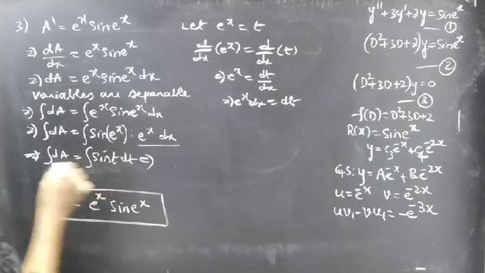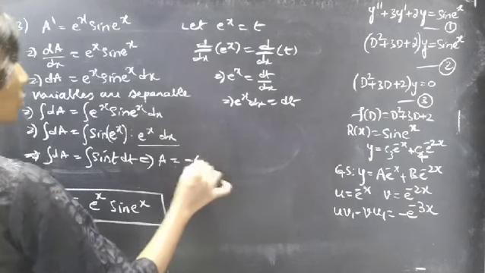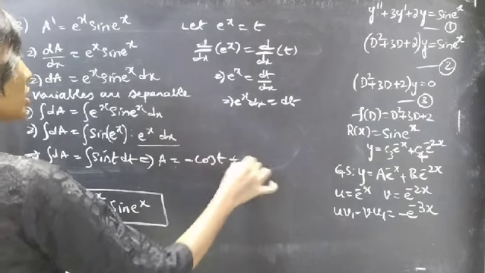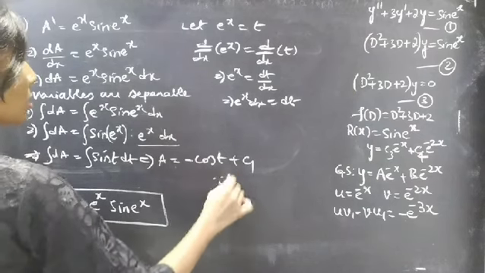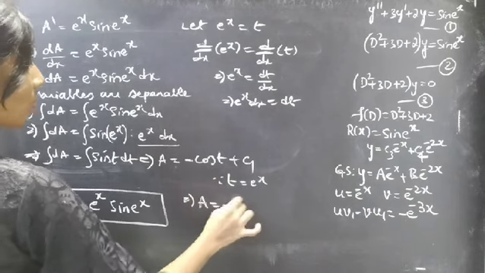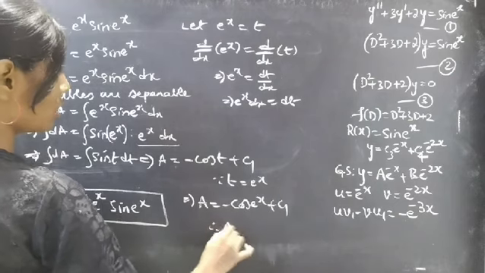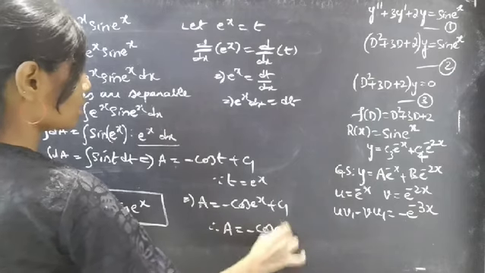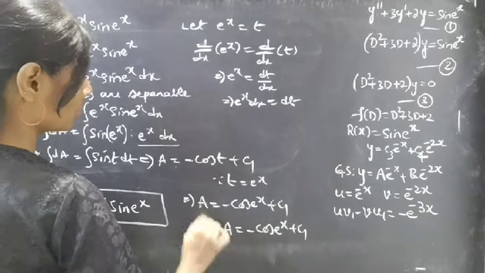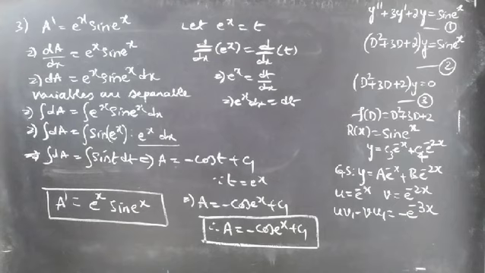From this we'll get integral dA equals integral sine t dt, which is minus cos t plus an integral constant, say c1. Since t equals e power x, we'll get a equals minus cos e power x plus c1. Therefore a equals minus cos e power x plus c1. Let's now find b dash and b.